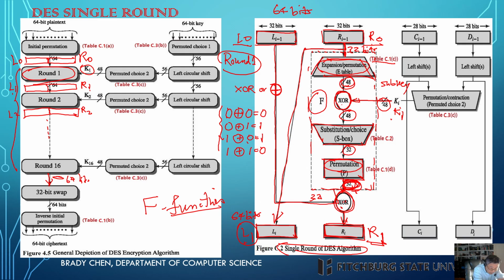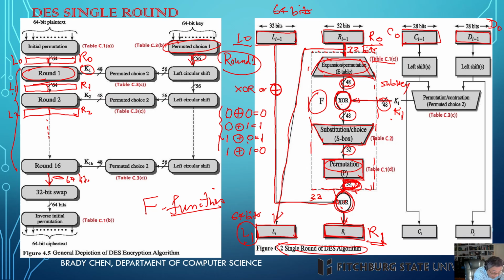So also on the key side, after permuted choice 1, we have 56 bits. This 56 bits is also divided into two halves. Initially, they are called C0 and D0, because the left side is also round 1. So this also corresponds to round 1.